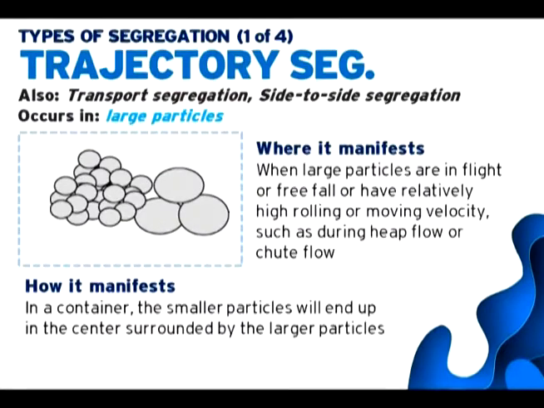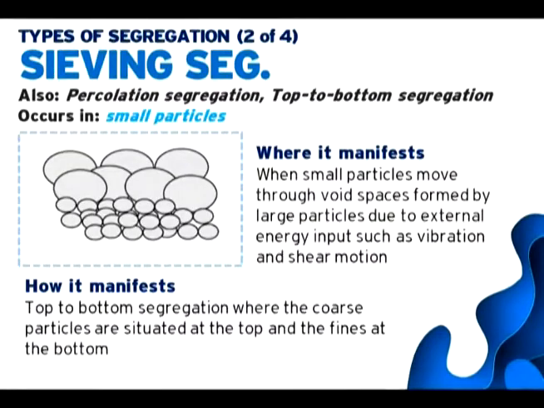First, trajectory segregation. It is also called transport segregation and is a class of side-to-side segregation. This occurs in large particles. When large particles are in flight or free fall or have relatively high rolling or moving velocity, such as during heap flow or chute flow, trajectory segregation happens. It often manifests in a container, where the small particles will end up in the center, surrounded by the larger particles. Next, sieving segregation, also called percolation segregation, and is a class of top-to-bottom segregation.